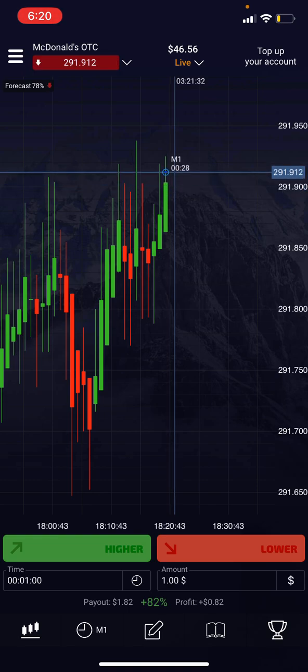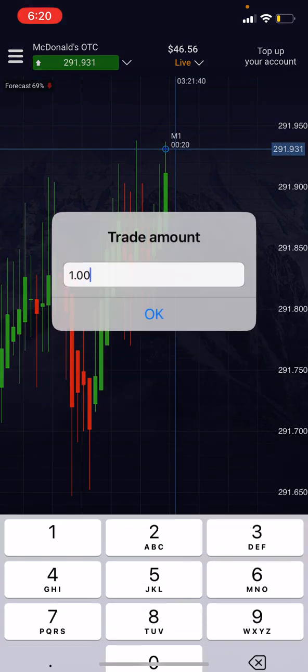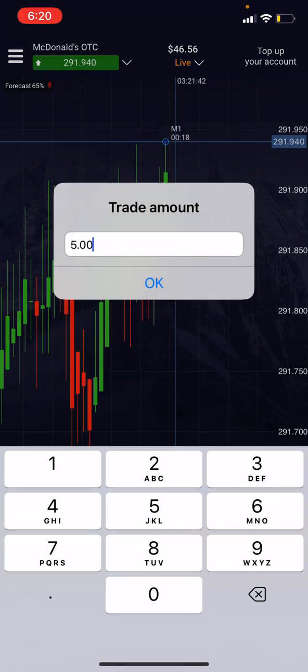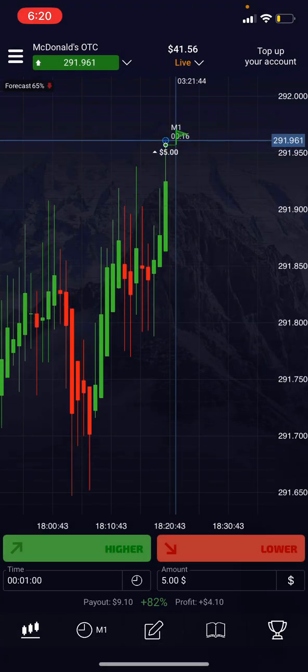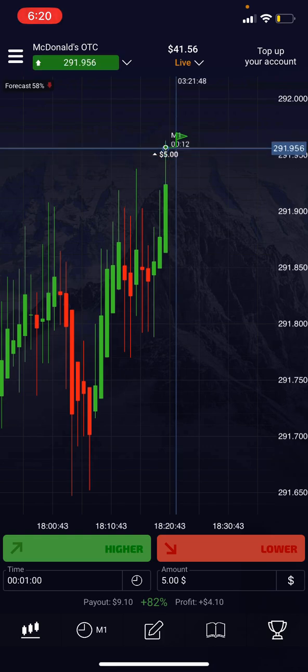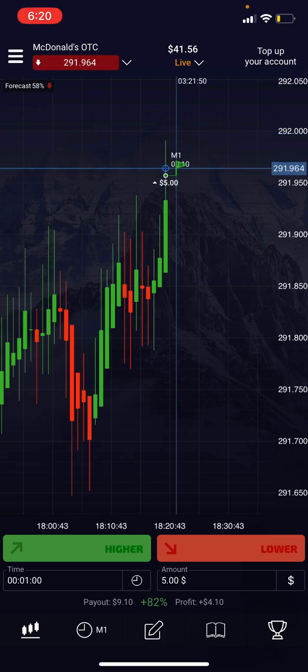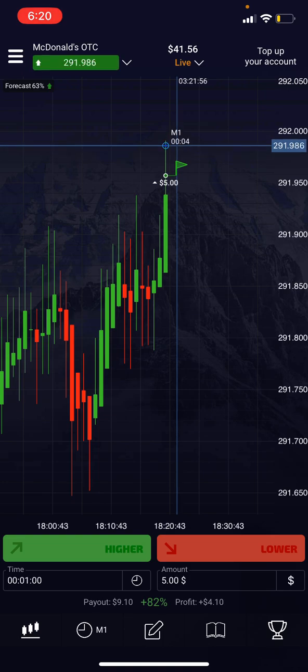On the bottom right, you enter the amount that you're going to risk, so to speak, and then it will show you the payout as well. So even if we bump that up to $5, it's showing our payout will be $9.10 with a profit of $4.10. And we'll be able to see that payout in just a second.